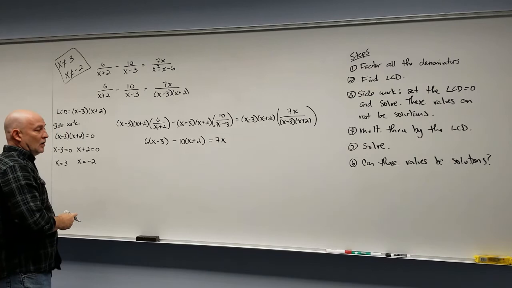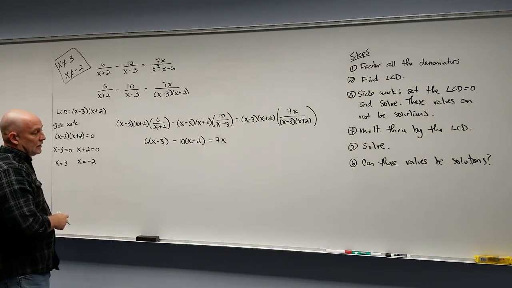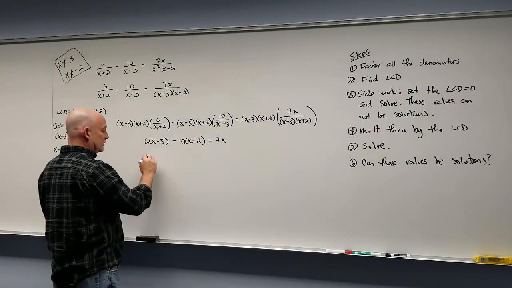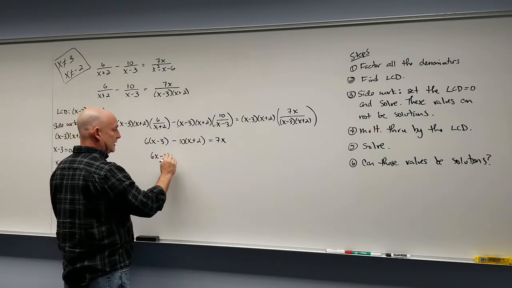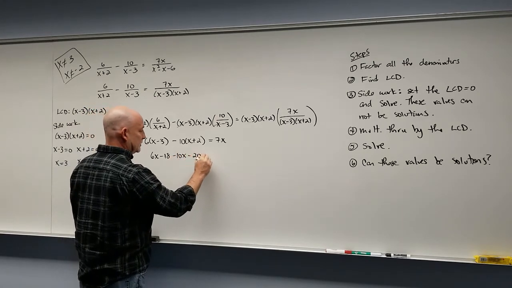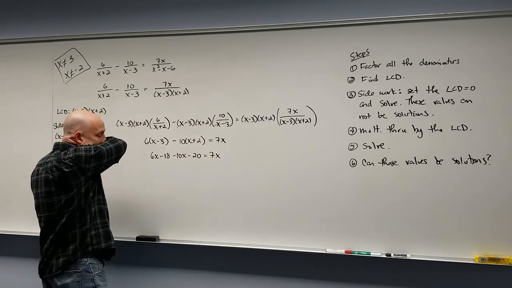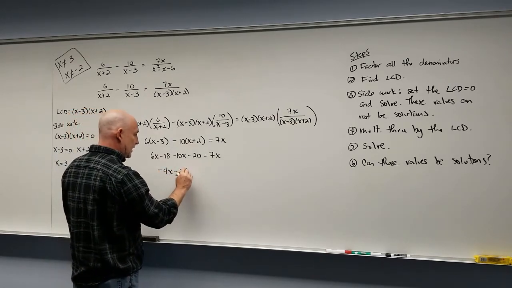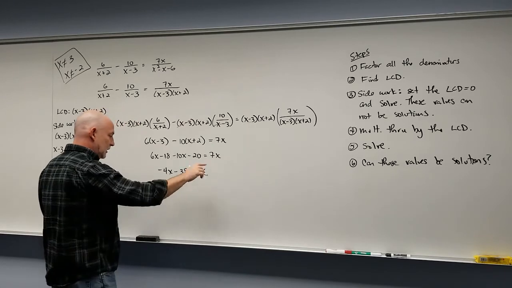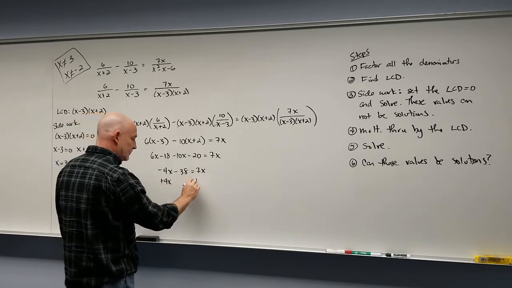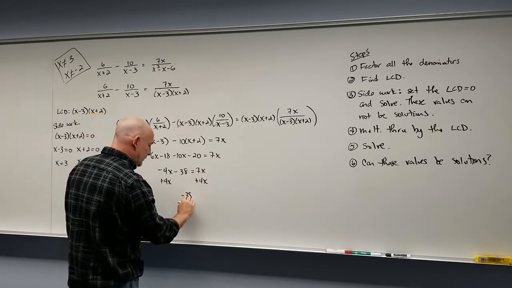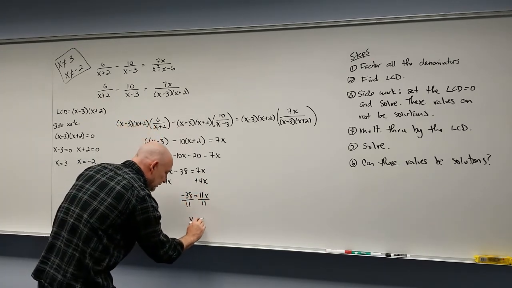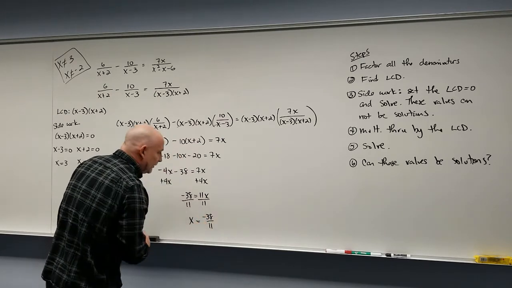All right, now we need to solve whatever's left over. It looks like a linear equation, so let's clear our grouping symbols. Minus 18 minus 10x minus 20 is equal to 7x. So combining like terms this way, negative 4x minus 38 is equal to 7x. Let's move the 4x over there. So I get negative 38 is 11x and divide. So we get x is equal to negative 38 elevenths.